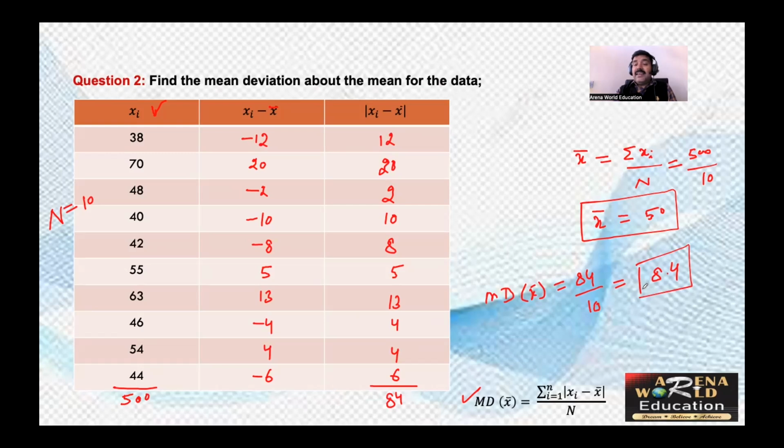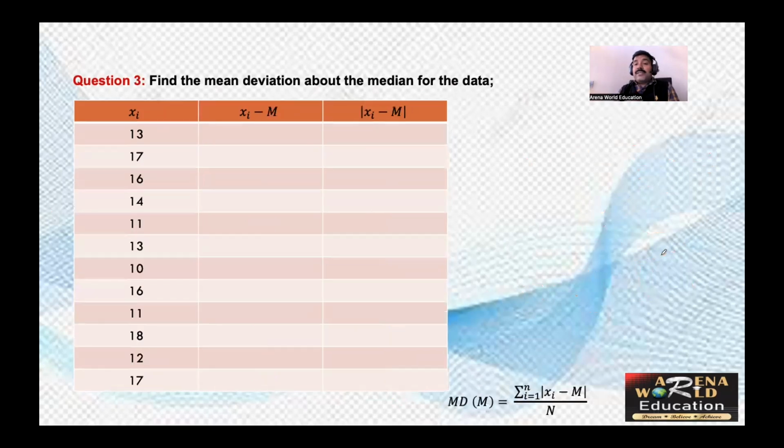This is very easy. First of all, xi will be given. You have to calculate x bar. X bar means mean, right? Then the deviation from the mean will be the next step. And then its absolute value. And finally, we will find the sum and divide it by n. You will get the required answer, right? So let us move to question number 3.